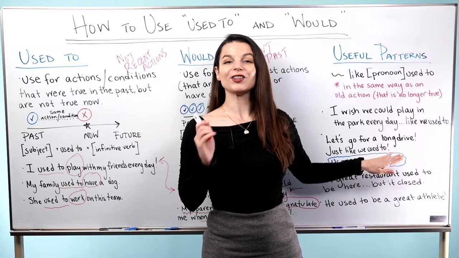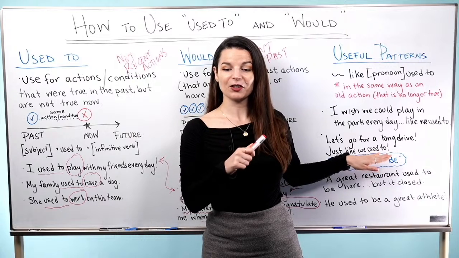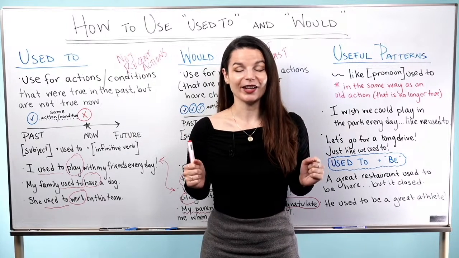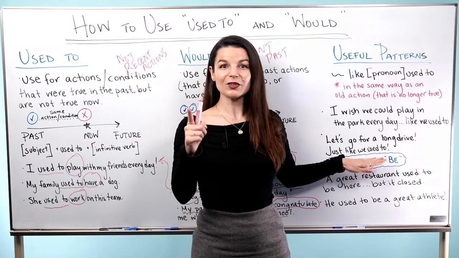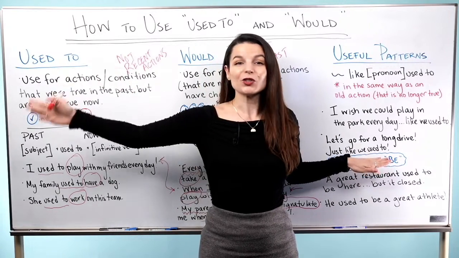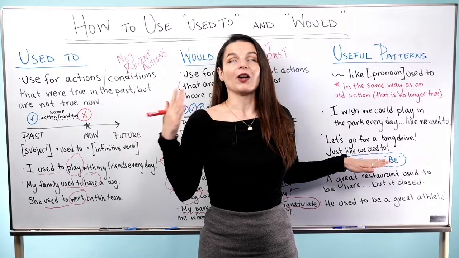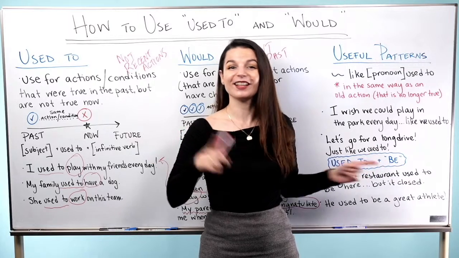All right, let's look at the second example sentence. Let's go for a long drive, just like we used to. This sounds like a suggestion, right? Let's go for a long drive. Just like we used to sounds like we used to do this action sometimes. We have not done that action in a long time, so let's go again.